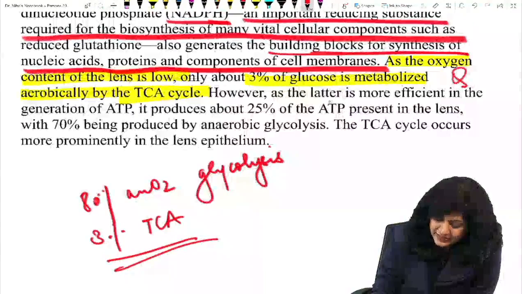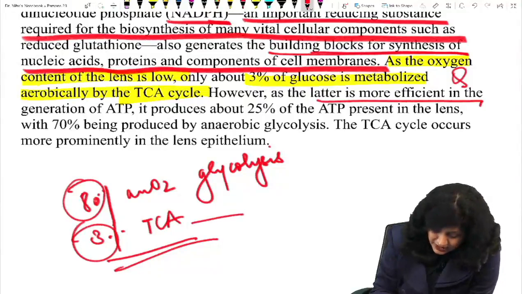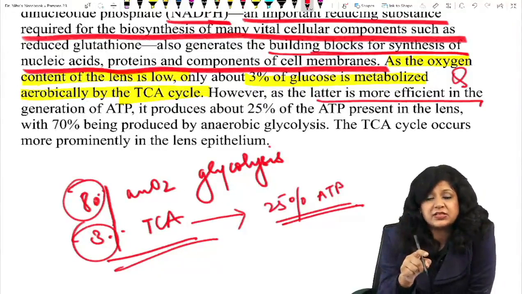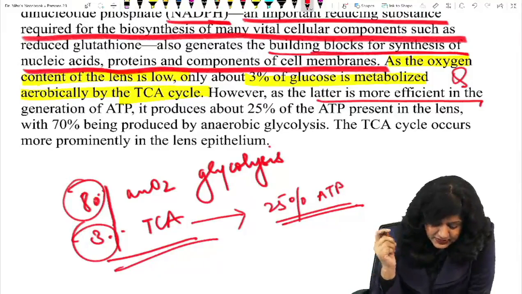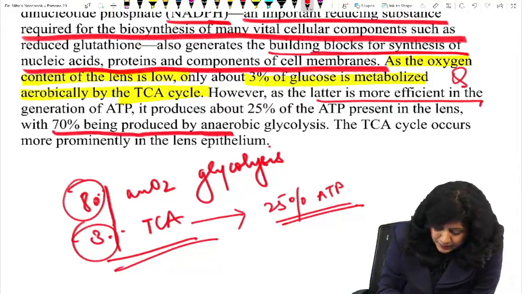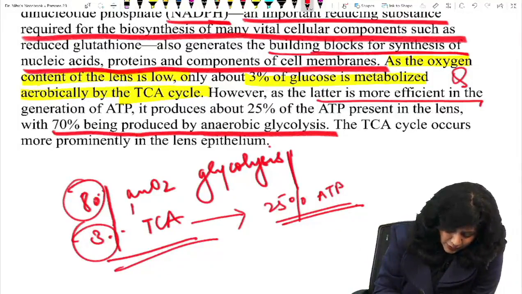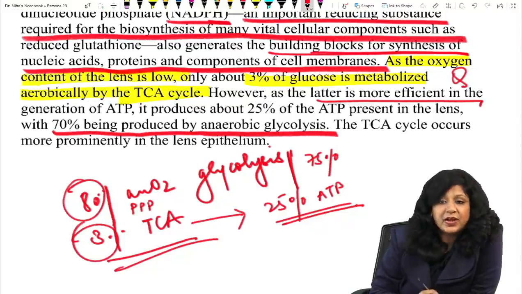However, as the latter is more efficient in the generation of ATP, now this is 80% and this is just 3%, but this 3% is producing about 25% ATP because this is more efficient. So this 3% is generating 25% of ATP present in the lens, with 70% being produced by anaerobic, and the rest of the methods, that is this, then you have got the pentose phosphate pathway, they are producing 75%, right.